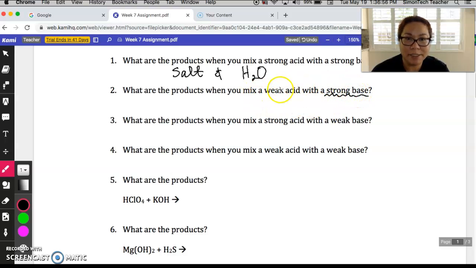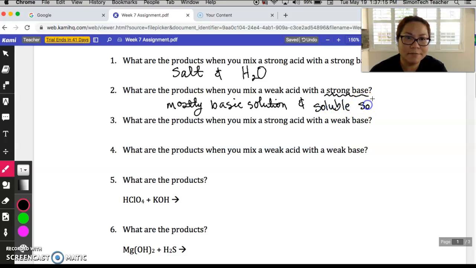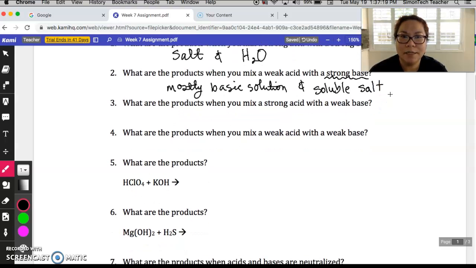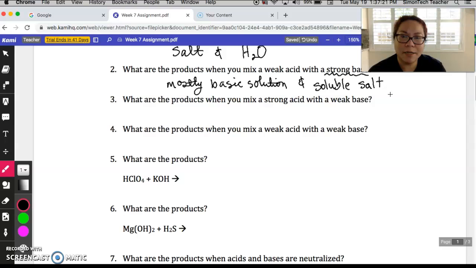If the base overtakes the acid, then the products would be a mostly basic solution and a possible soluble salt. For the next question, what are the products when you mix a strong acid with a strong base?